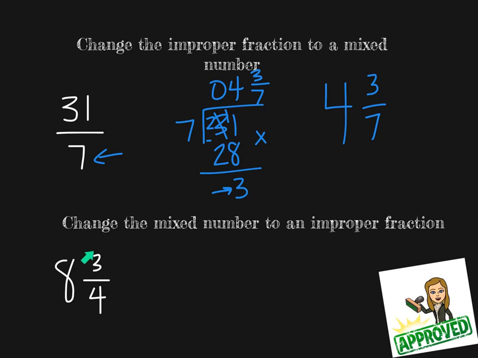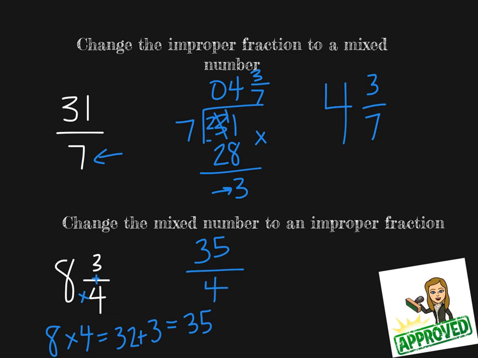Now, remember to change a mixed number into an improper fraction, you could line up 8 4/4 and then add 3/4, but remember my handy dandy trick? You do the whole number times the denominator, then add the numerator. So let's do that. 8 times 4 is 32. And then you add 3, the numerator. So 32 plus 3 is 35. Remember, denominator stays the same, so your new fraction is 35 over 4. So 35/4 would be the equivalent improper fraction.